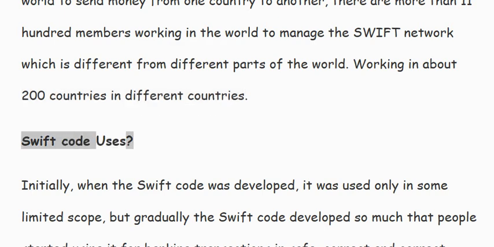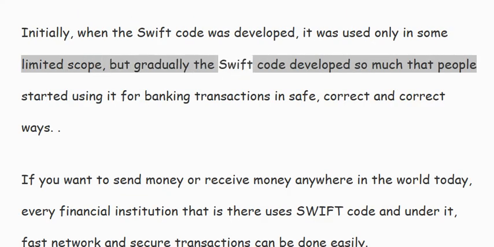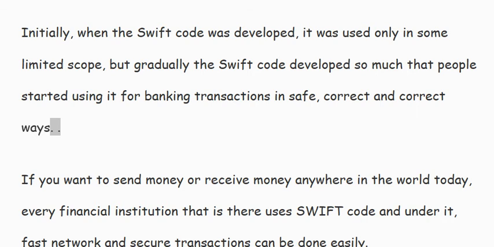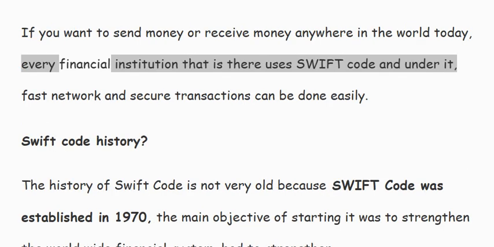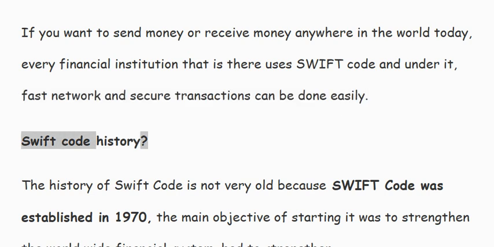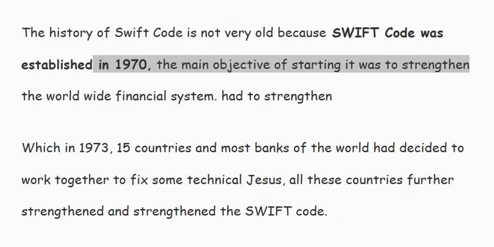SWIFT code uses. Initially, when the SWIFT code was developed, it was used only in some limited scope, but gradually it developed so much that people started using it for banking transactions in safe, correct ways. If you want to send or receive money anywhere in the world today, every financial institution uses SWIFT code, and under it, fast network and secure transactions can be done easily.